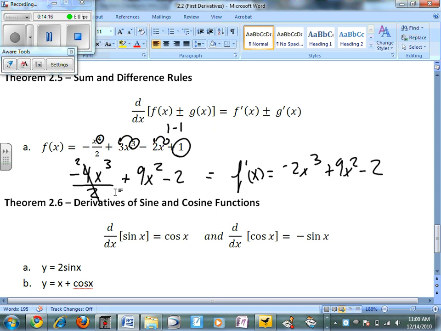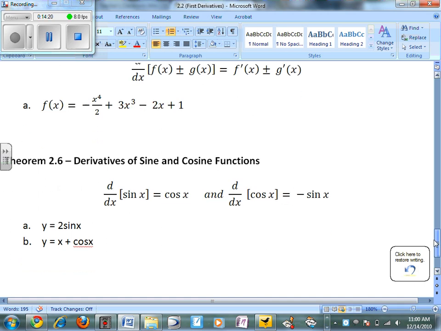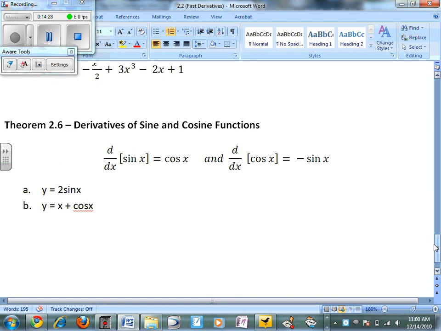And the last thing right here is the derivatives of sine and cosine. Well, the derivative of sine is cosine, and the derivative of cosine is a negative sine. So in this first one, the derivative of sine is cosine, so y prime just equals cosine x. And the last one here, we take these separately. The derivative of x is 1. Bring down my exponent, subtract 1, plus, and then the derivative of cosine is just a negative sine of x.